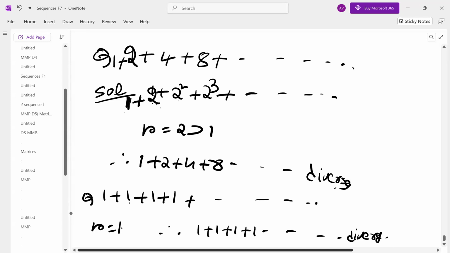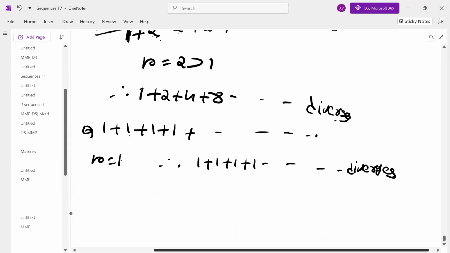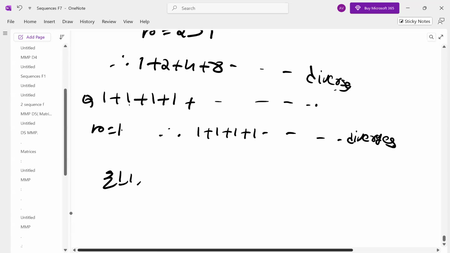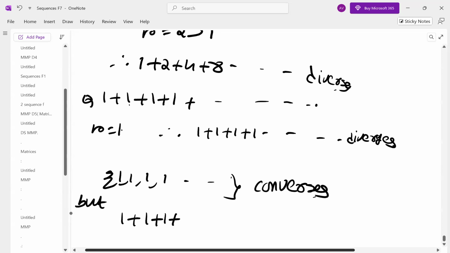The sequence converges. Why does it converge? Because what is the nth term? 1. Limit of 1 is 1, finite and unique. So it is convergent. As a sequence it converges, but as a series, it diverges. Very interesting, because some students will be thinking sequence convergent means series convergent. No. Next.